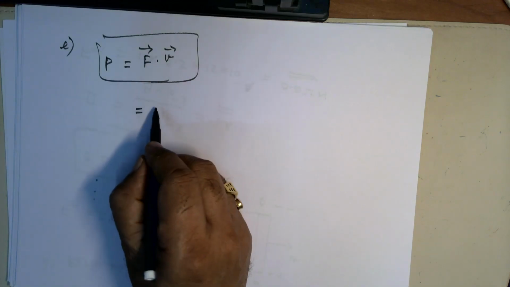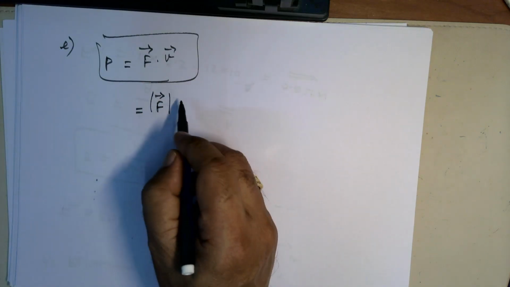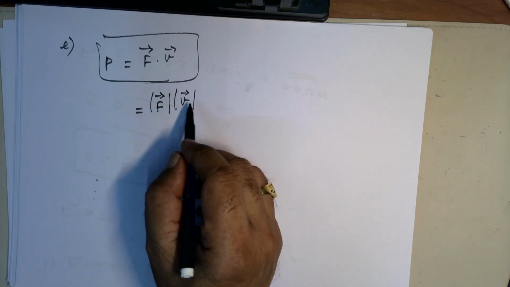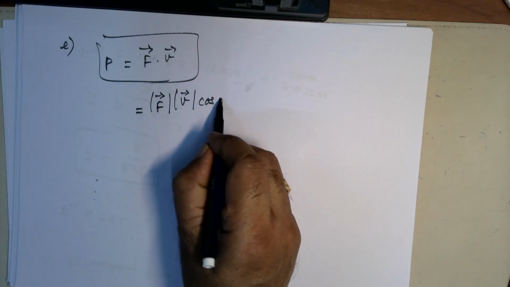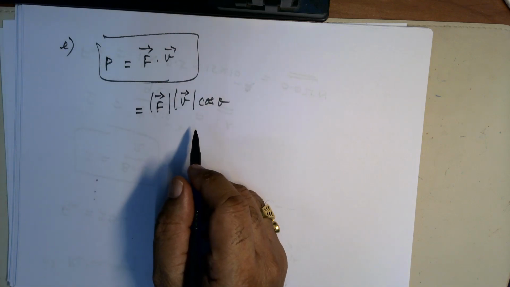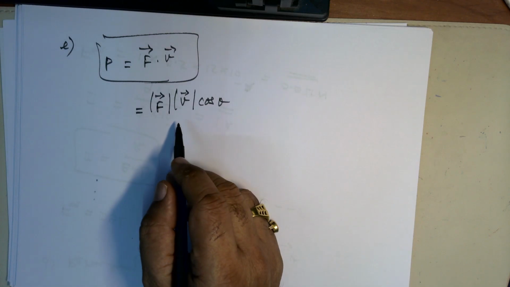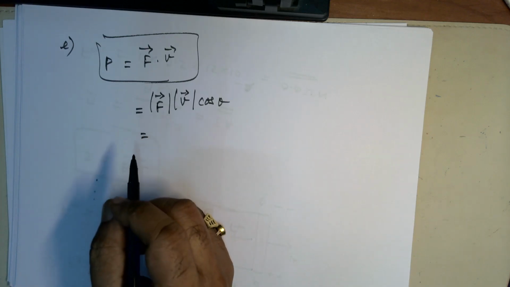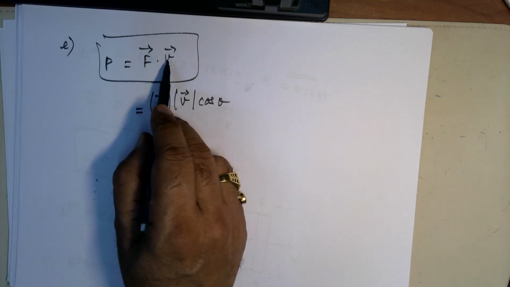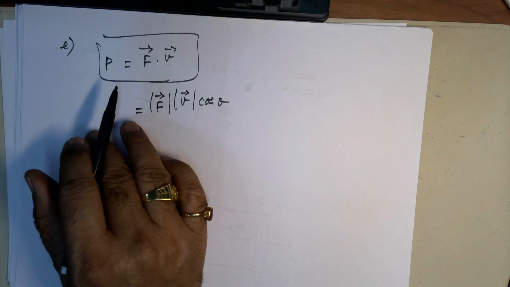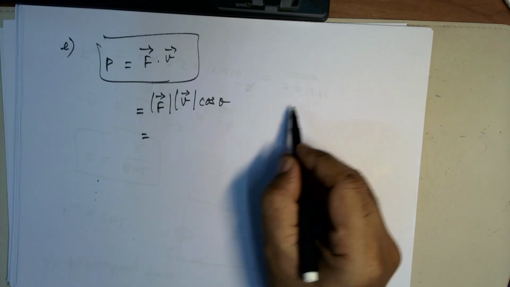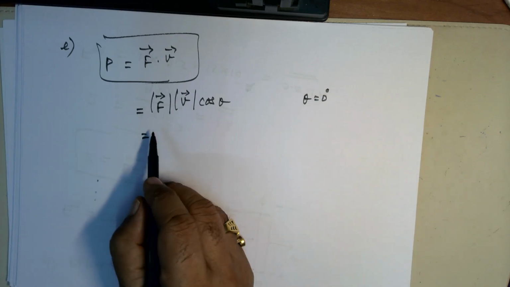So let us expand it. Magnitude of force into magnitude of velocity vector, that is modulus of F vector, modulus of V vector, and you have to put cos theta, is it not? So in this case, what is theta? It is the angle between the magnetic force and the velocity. That is along the line only. The rod is moving, so the force is also in the same direction, means theta is equal to 0. Therefore, cos 0 is equal to 1.